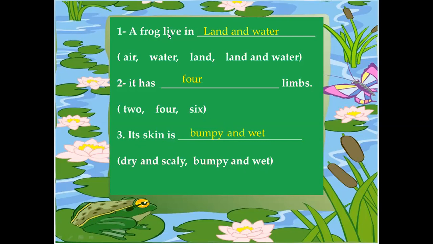The first one is, a frog lives in land and water. Second one, it has 4 limbs. The correct option is 4. They are giving you 3 options, 2, 4, and 6, and the correct one is 4. It has 4 limbs. Understand?